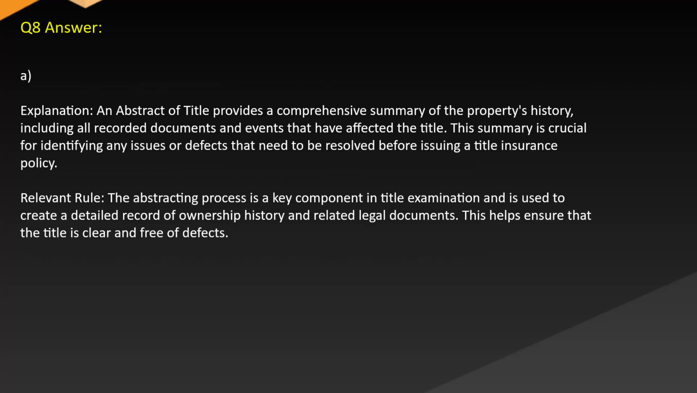Answer A. Explanation. An abstract of title provides a comprehensive summary of the property's history, including all recorded documents and events that have affected the title. This summary is crucial for identifying any issues or defects that need to be resolved before issuing a title insurance policy. Relevant rule: the abstracting process is a key component in title examination and is used to create a detailed record of ownership history and related legal documents. This helps ensure that the title is clear and free of defects.